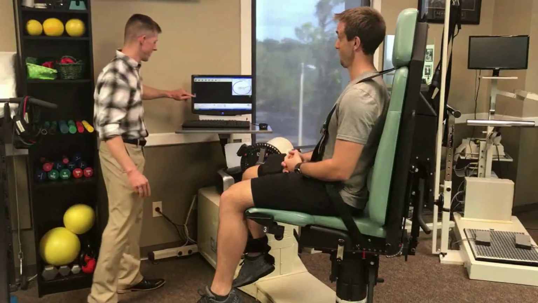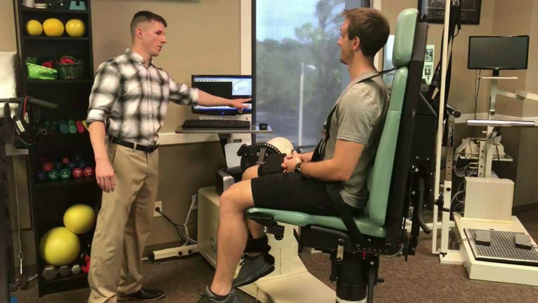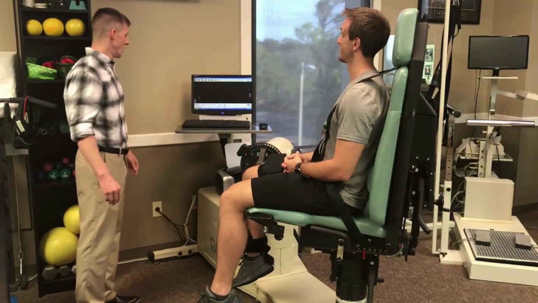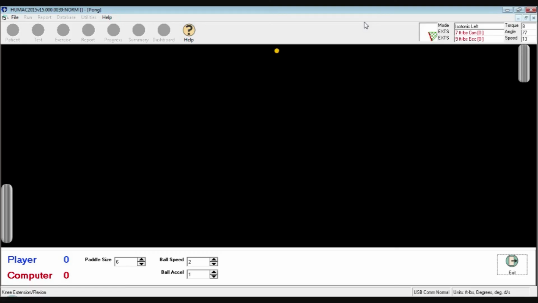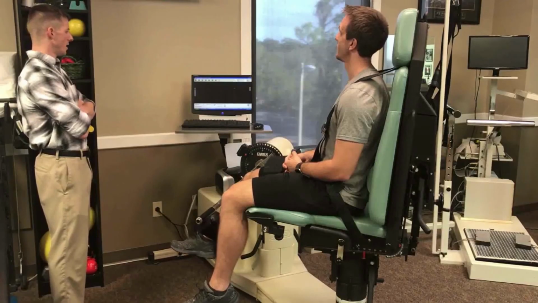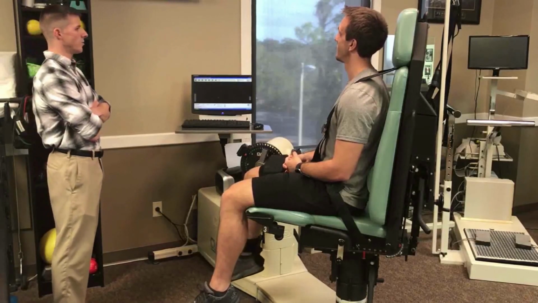So next, I'm going to show you a couple games, and the first one is Pong. In this, Bradley's going to control the paddle on the left by moving his knee through flexion and extension. The computer controls the paddle on the right. Bradley's job is to not let the ball get past his paddle. Each time he reflects it, I actually have it set to accelerate and get faster. If your patient's early in the process and you just want to work on positioning, proprioception, you can do this without any external load, or you can load this up as they get stronger.